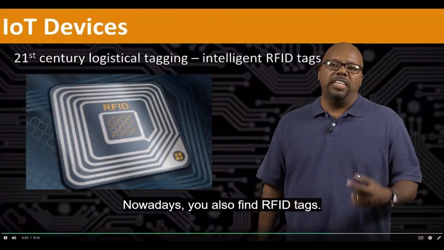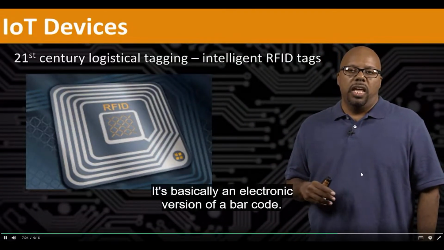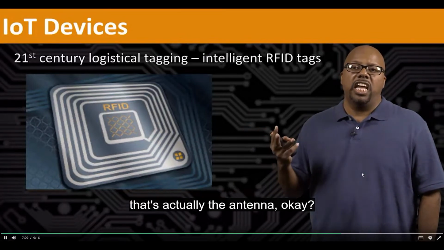Nowadays, you also find RFID tags. So with RFID tags, you can see the antenna for one right there. It's basically an electronic version of a barcode. And what you're seeing is that sort of spiraling wire. That's actually the antenna, a remote antenna.